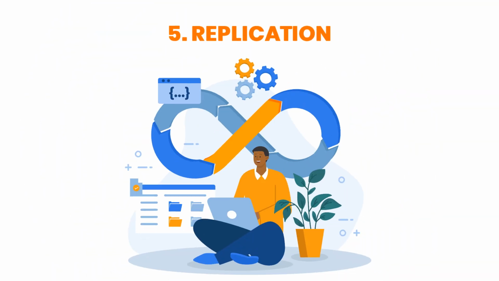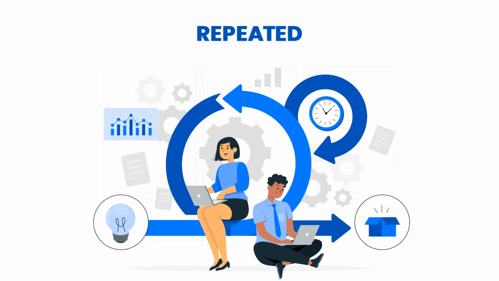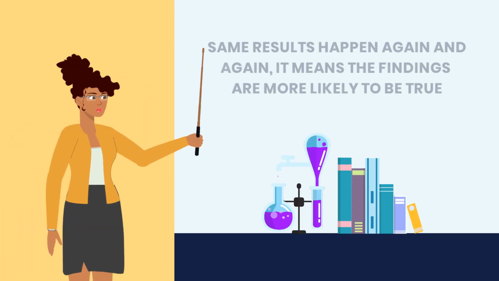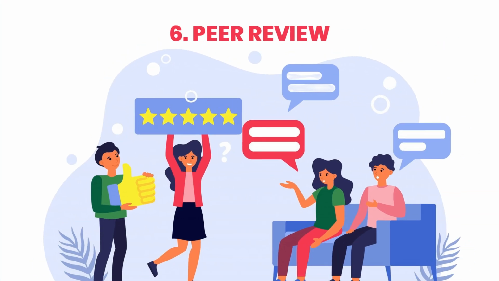5. Replication. To make sure the results are reliable, the experiment needs to be repeated. This is called replication. If the same results happen again and again, it means the findings are more likely to be true. 6. Peer review.